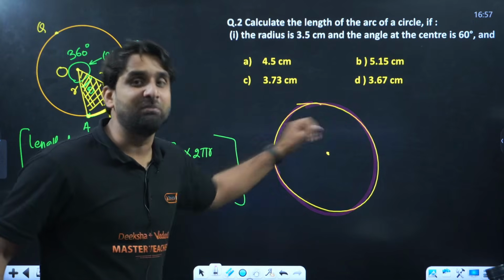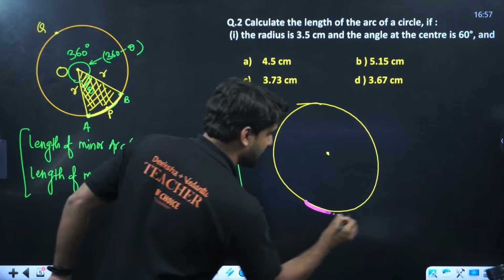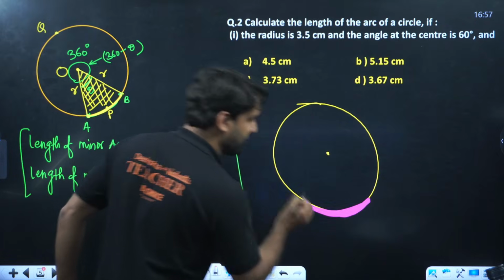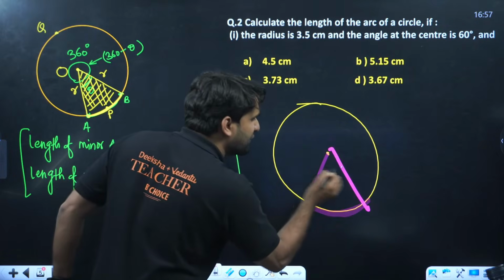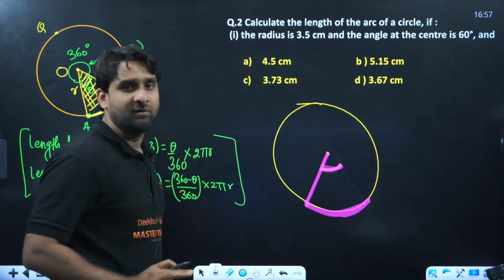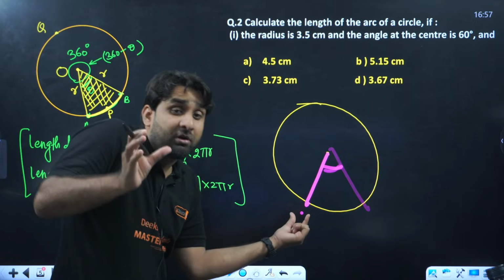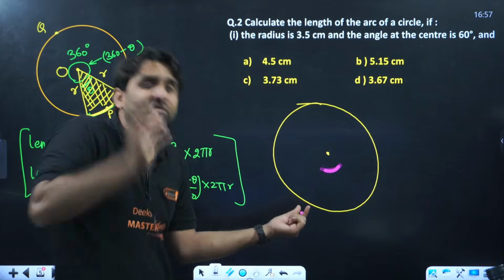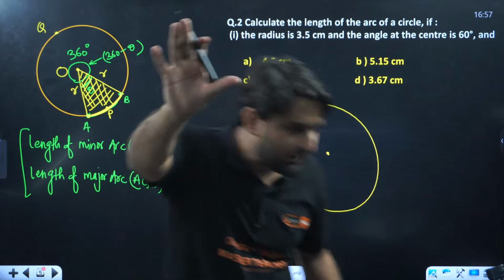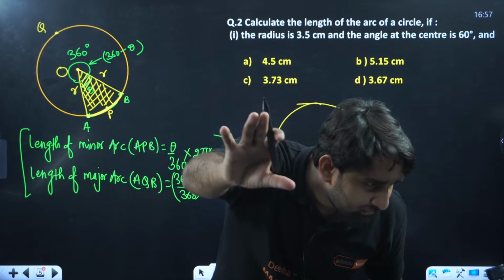The complete arc is called a circle, where the angle will be 360 degree. But if you take a small arc for this part of the circle, the angle might be equal to 30 degree, 60 degree, whatever. So the small part of the boundary of the circle, the small part of the circumference of the circle, is called an arc. Clear?